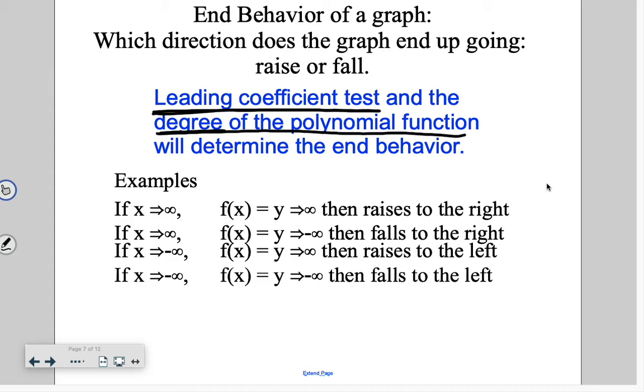And like I said, I've got some examples for you. If x is going to positive infinity, but the graph is going down, then that means y is going to negative infinity. Okay? And when we say x is going to negative infinity, we're just talking about the left side of the graph. It's called end behavior because we're looking at the two ends. Where does the graph start? Where does the graph end? Okay? That's what we're looking at.